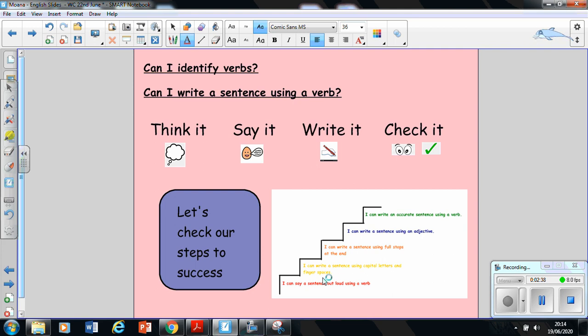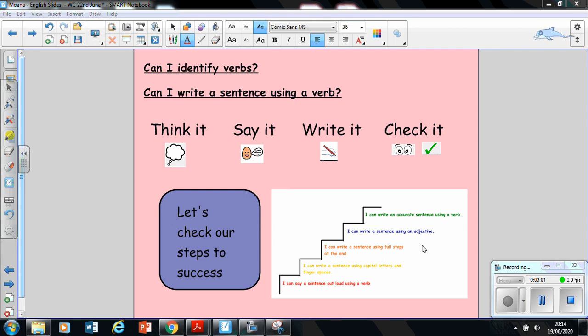That's your next step. Then it says, I can write a sentence using full stops at the end. Now that's quite important because a full stop tells you when a sentence has ended and a new one is about to start. So it's quite an important symbol of punctuation in a sentence. Okay? So that's step number 3.